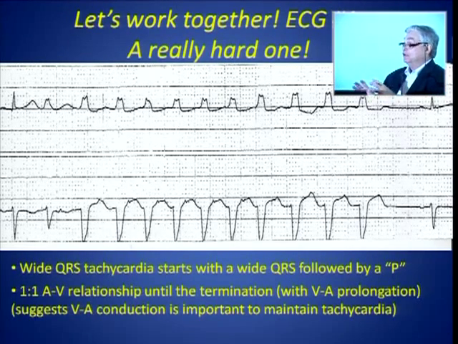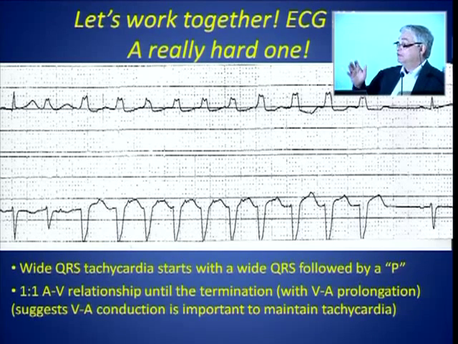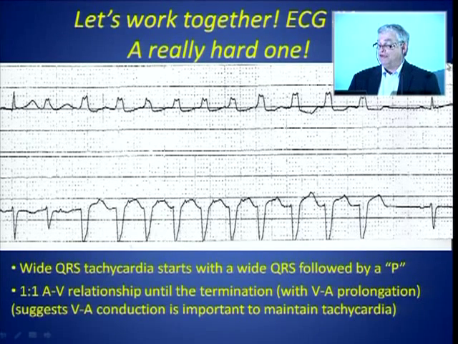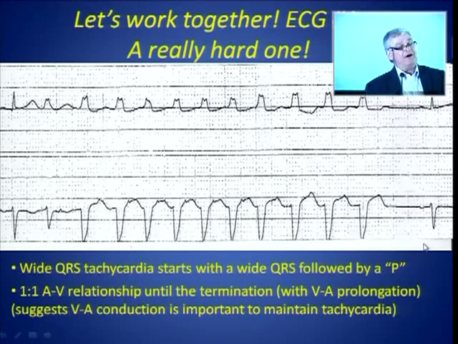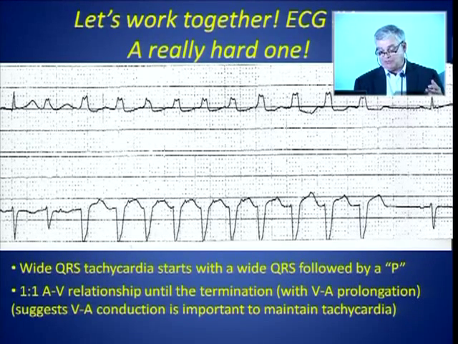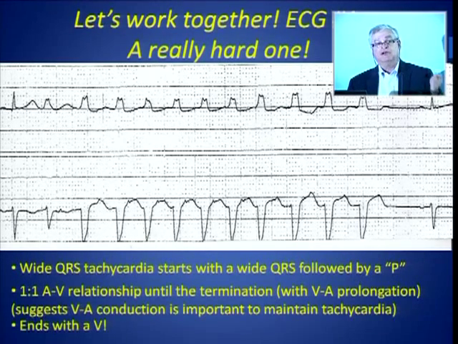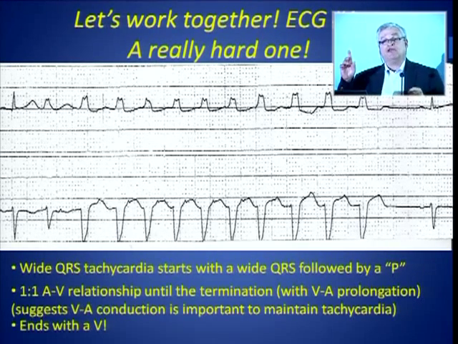It's not proof. You can have a decremental accessory pathway, but in this particular case, it suggests that the AV node might be the retrograde part of the circuit. Interesting. But I have a wide QRS tachycardia, knowing that there's no pre-excitation on the baseline sinus rhythm. So I now have to explain the wide QRS. Well, this happens to be a right atrial-fascicular accessory pathway with conduction down this funny accessory pathway and up the AV node.